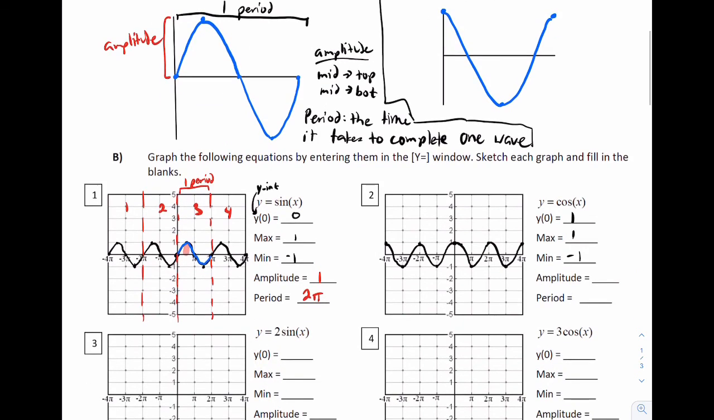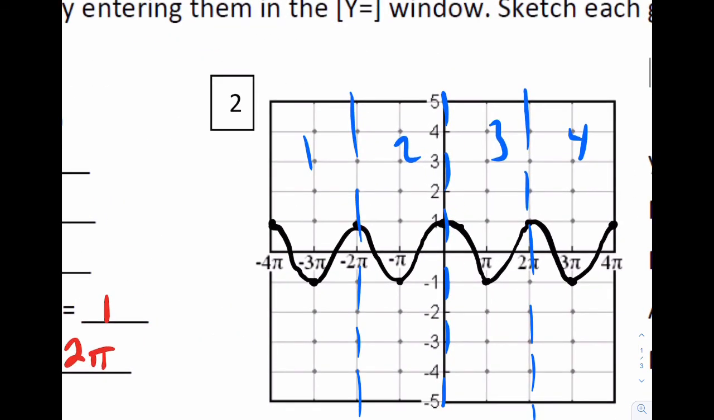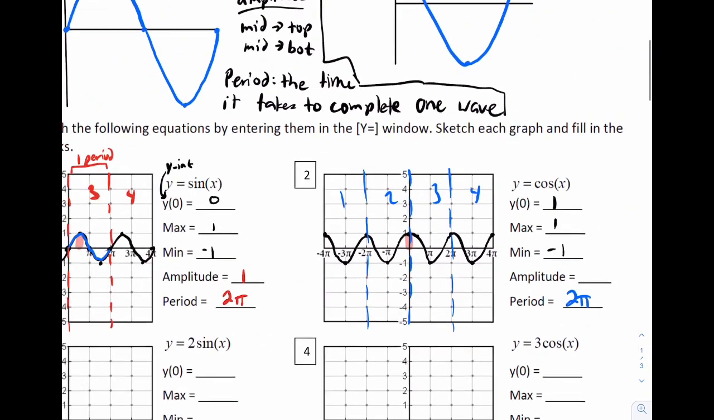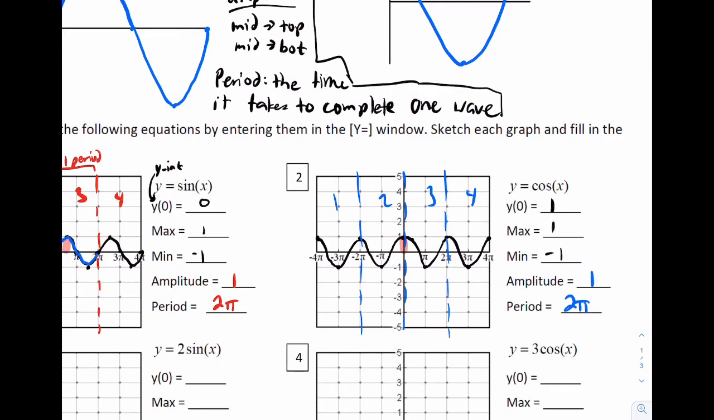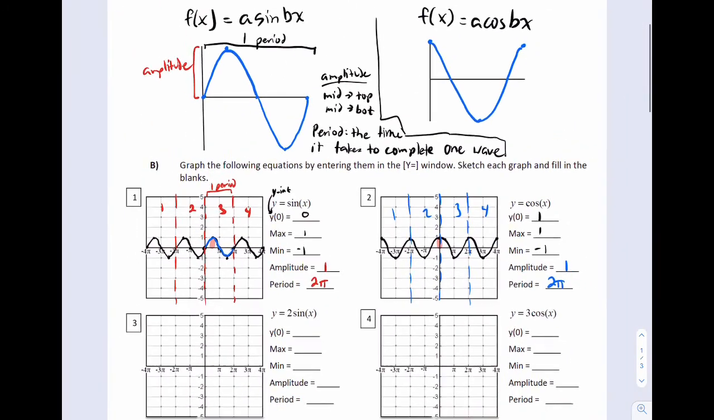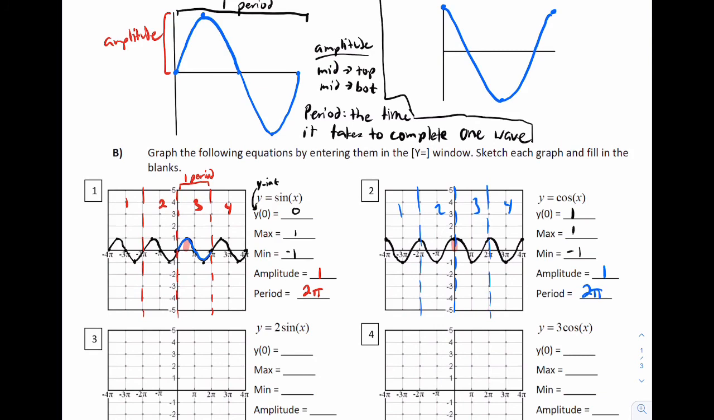Over here, if I were to section it off, you can see it starts at the top here, and there would be 4 waves of the cosine function. So the period here is still 2 pi, and the amplitude we can see, if I zoom in here, middle to the top is the same as the last one. It's 1. Okay, so that's the first 2 examples for you.